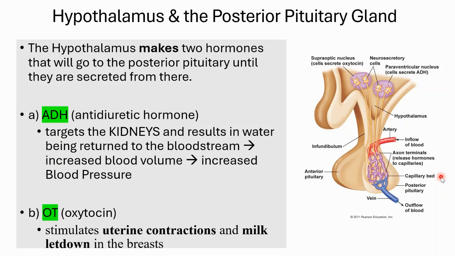The hypothalamus actually makes two hormones that are going to go to the posterior pituitary until they're secreted. That's going to be antidiuretic hormone and oxytocin. So be careful on the test questions. Am I asking you where the hormone gets made or where the hormone is secreted from? Now, antidiuretic hormone and oxytocin are the only two that we're going to talk about that are created in one location and yet secreted in another. All the other ones are going to be made and secreted from the same place. So these are the two exceptions here.